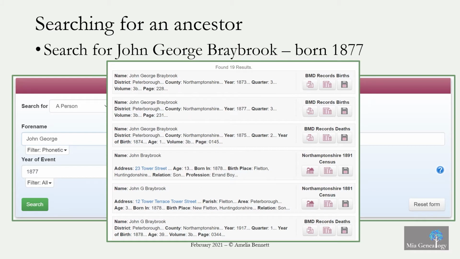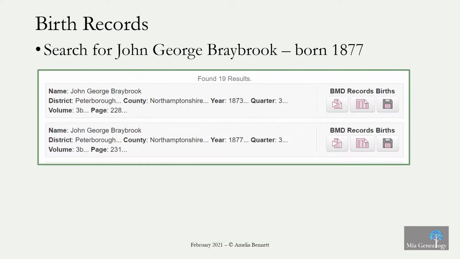And a set of results appear. We can see that there are 2 birth records, there are 2 death records, and there are a couple of censuses. And this is only the first 6 results. There are another 13 results available. But taking these, it opens up some information.